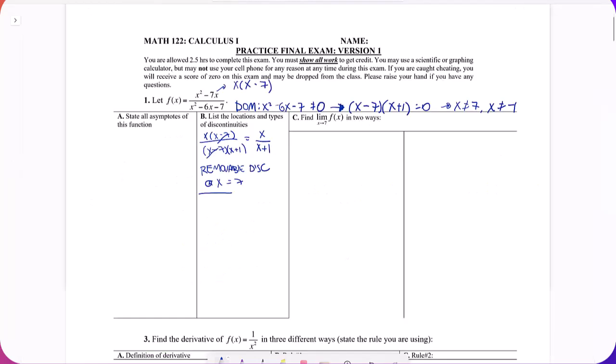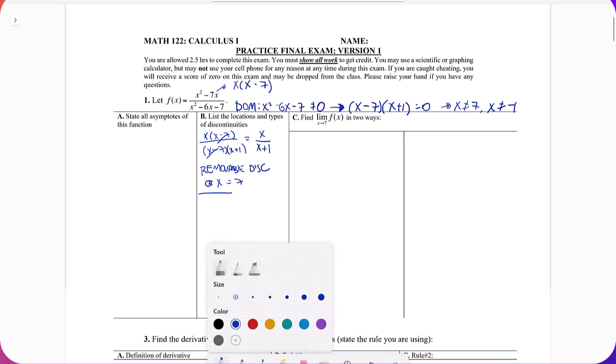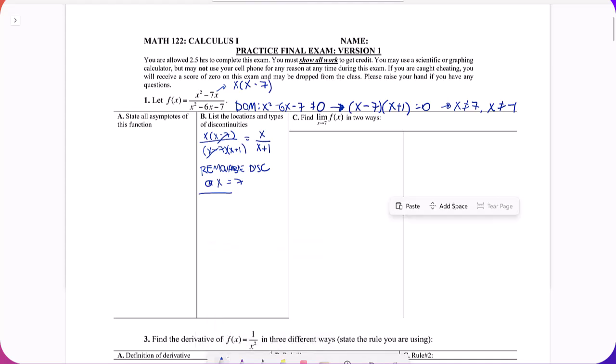All right, so what remains is identifying the other discontinuity, and we know it is an infinite discontinuity, right? Because you end up with x equals negative 1 right here in the denominator, that does not get canceled out, right? So that at the same time corresponds to a VA, right? At x equals negative 1.